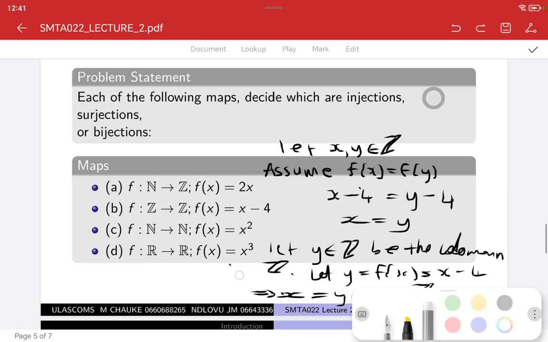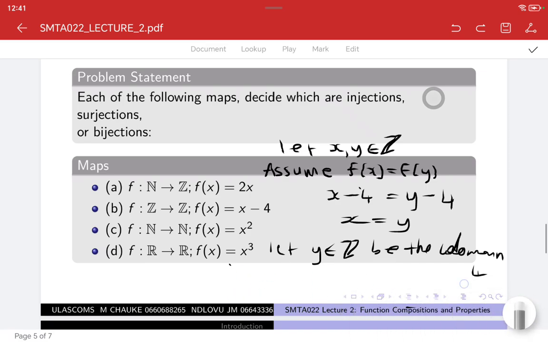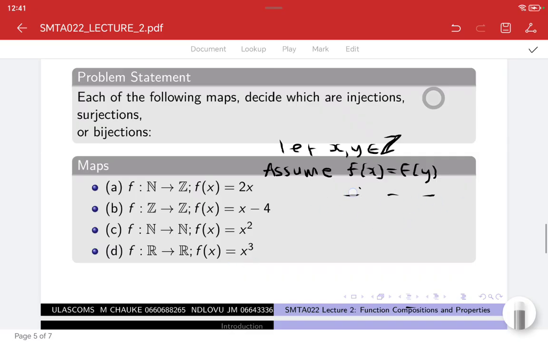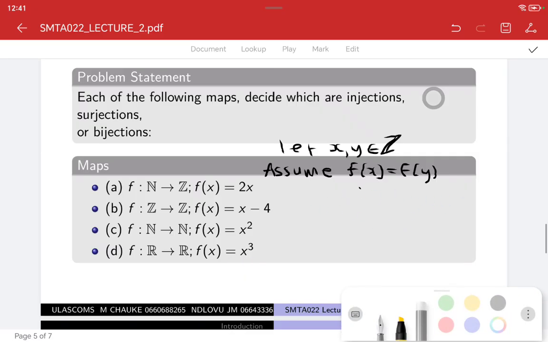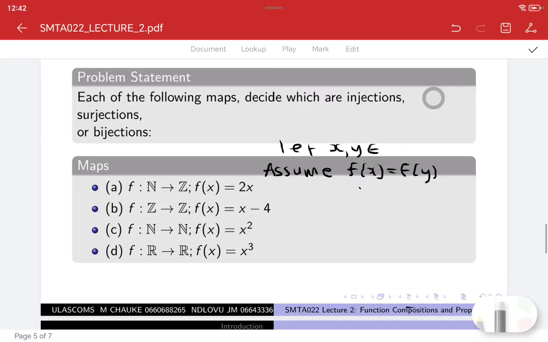Then we come to C. With C, I'm going to let you do C yourselves. We take C now. We let x, y, z be elements of N. This one is based on N.